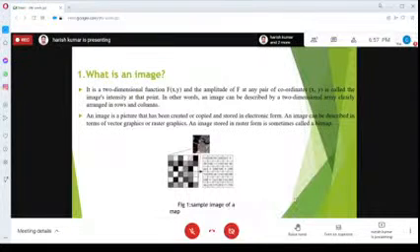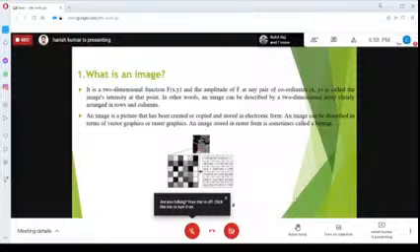First, what is an image? It is a two-dimensional function f of x comma y, and the amplitude of f at any pair of coordinates x comma y is called the image intensity at that point. In other words, an image can be described by a two-dimensional array arranged in rows and columns. An image is a picture that can be created or copied and stored in electronic form. In your daily life we see images, and those images are stored in electronic devices such as mobiles, TVs, and so on.